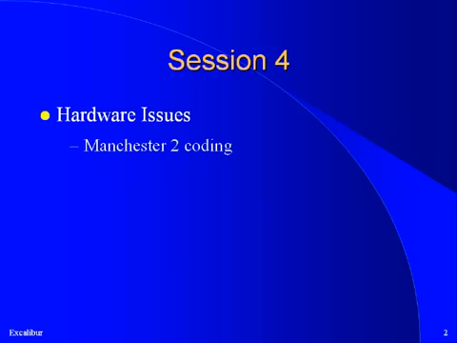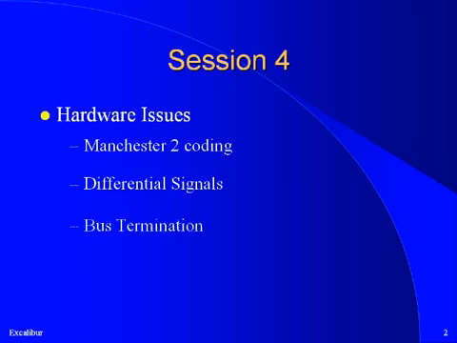Some issues, such as Manchester coding and differential signals, are important for anyone who may use an oscilloscope to help debug a system. Other issues, such as bus termination, are important to anyone setting up a bus, whether in the lab or on an aircraft.